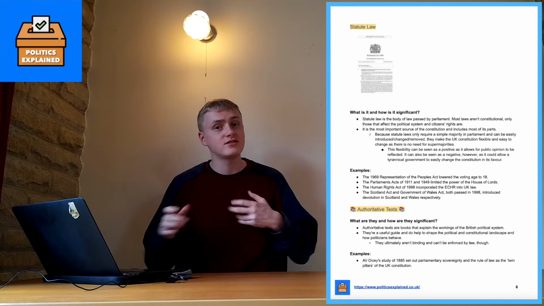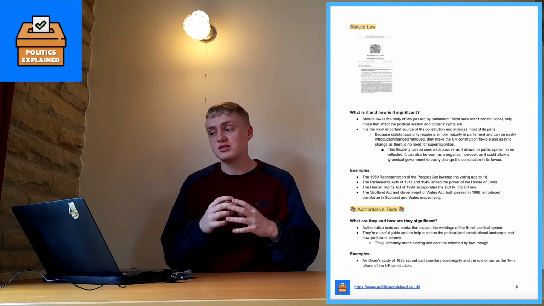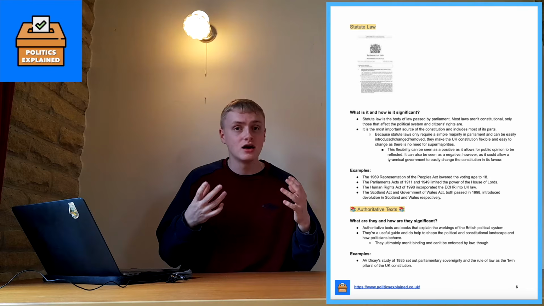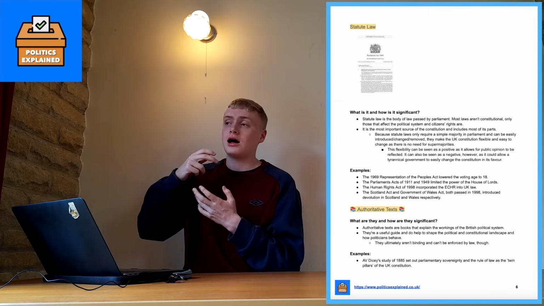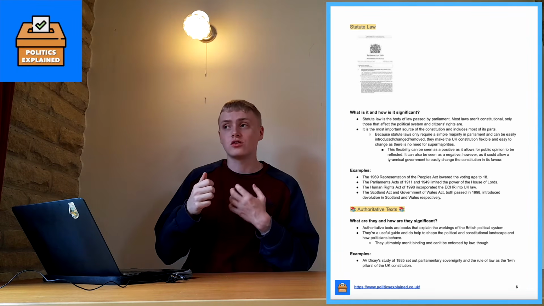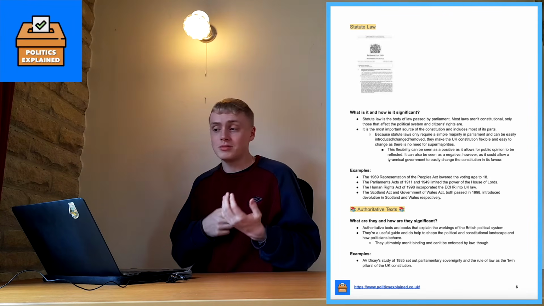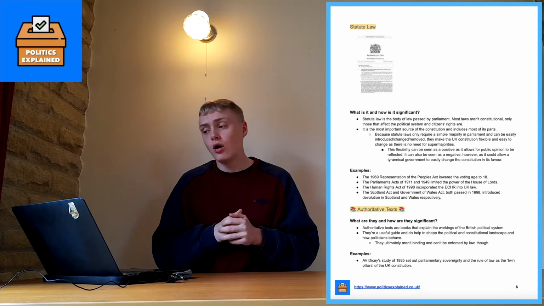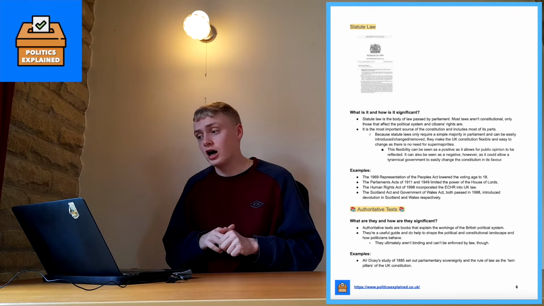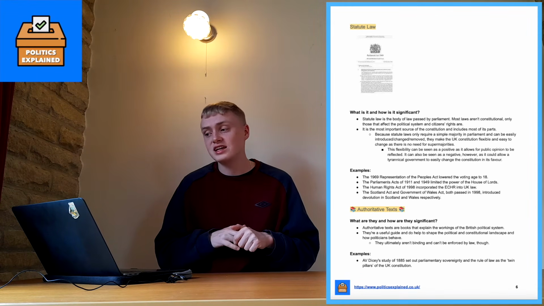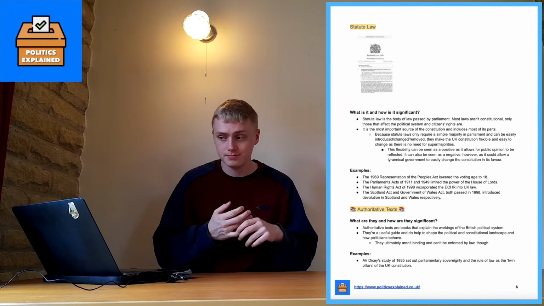On the one hand, this flexibility can be seen as a positive because it allows for public opinion to be reflected and allows for changes to the constitution at times of crisis, and very quick changes in relation to changing context. On the other hand, it can be seen as negative, as it could allow a tyrannical government to easily change the constitution in its favour.